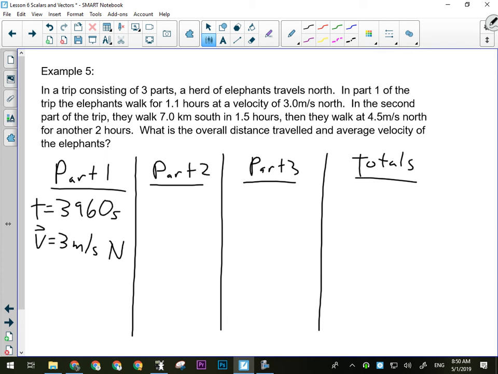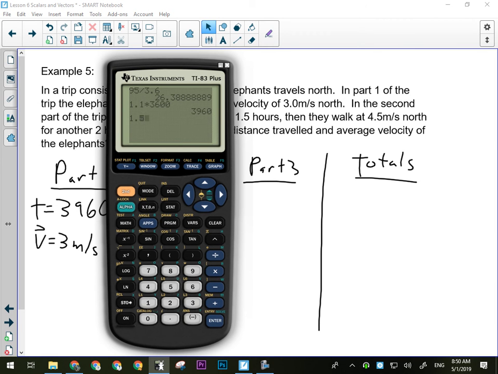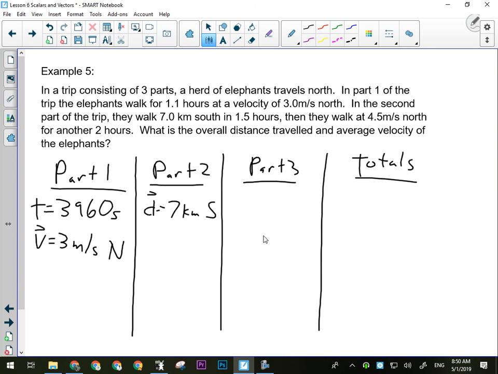In the second part of the trip, they walked 7 kilometers south, so they gave me a displacement, and that takes them 1.5 hours. I've got to get that into seconds, so we're looking at 5,400 seconds. That's all we know for part 2. Then in the third part, they walk at 4.5 meters per second north for another 2 hours. So that's 7,200 seconds. That's all the information we have.